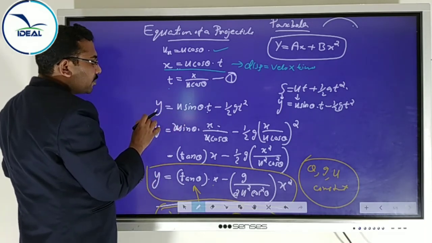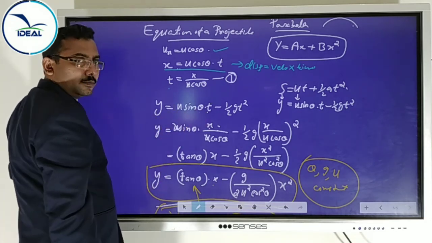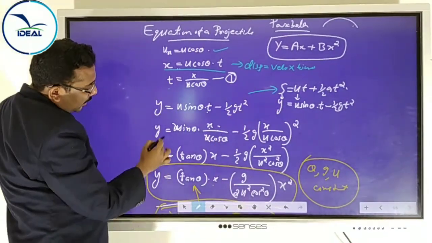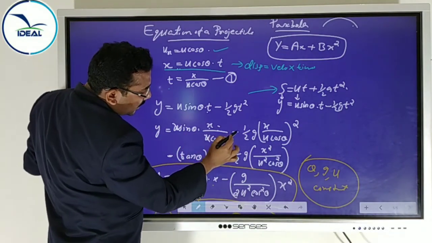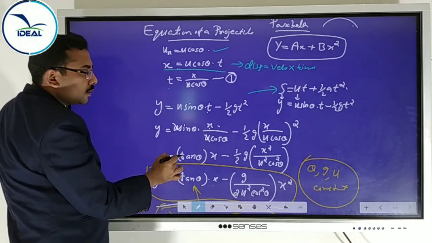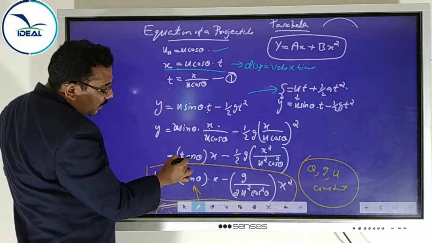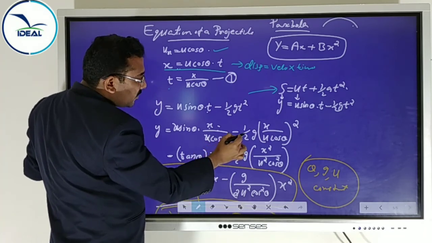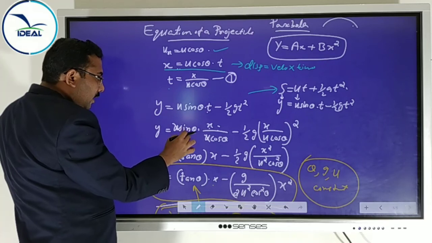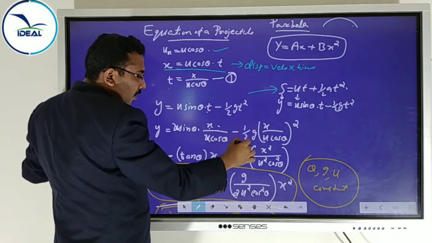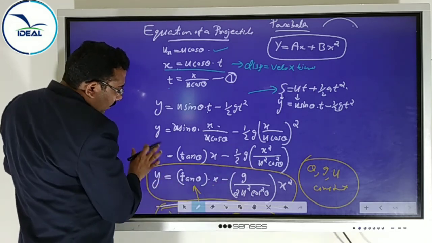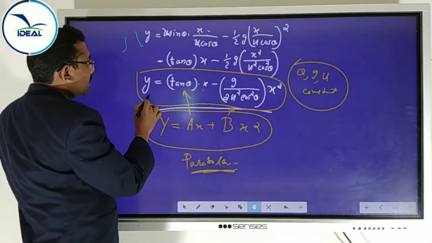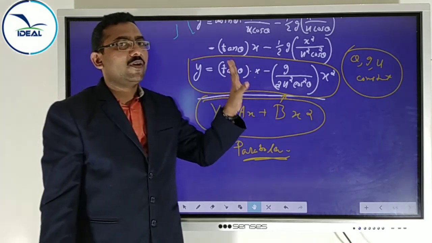Then vertical displacement y is equal to u sin theta into t minus half g t square, by putting the values in s is equal to ut plus half at square. Then y is equal to u sin theta into x by u cos theta minus half g into x by u cos theta all square. Substitute the value of t from equation number 1. u sin theta by u cos theta equal to tan theta, and we put these values in bracket and we got the equation like this. This equation represents the equation of a parabola.